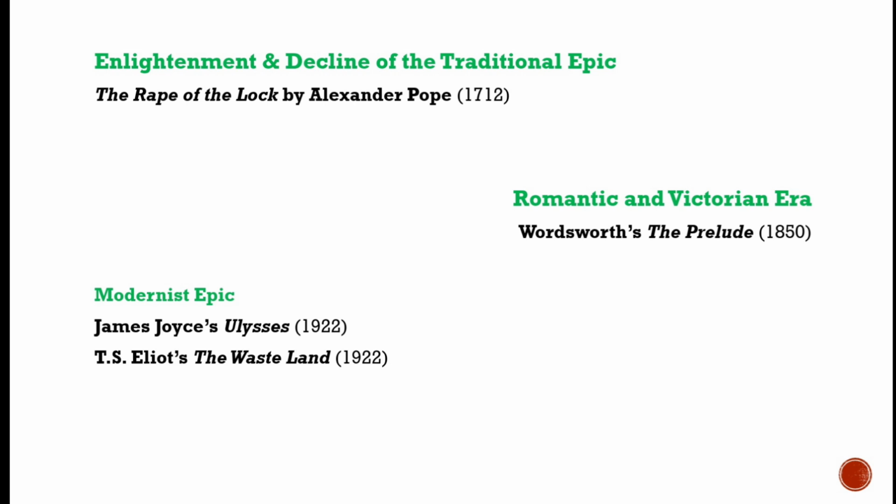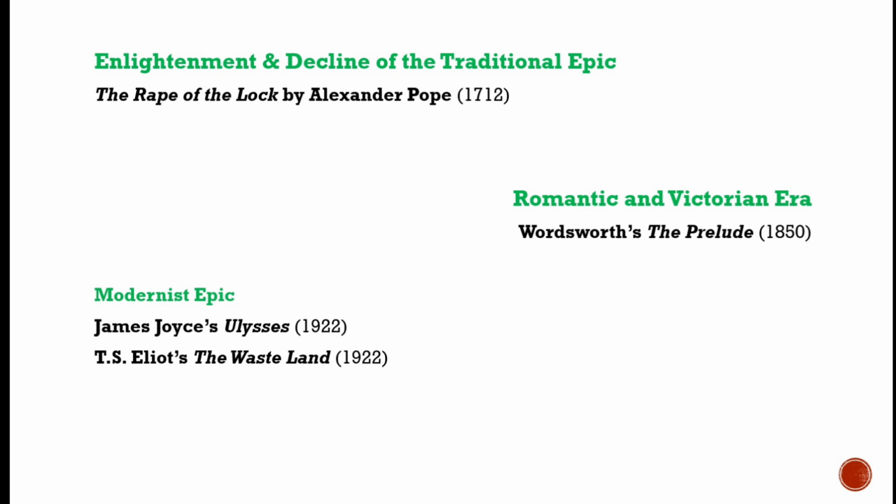Then we have the modernist epic. This epic took an experimental form to reflect the chaos of the 20th century. First, we have James Joyce's Ulysses, a day in the life of Leopold Bloom in Dublin, modeled on Homer's Odyssey, a modern epic of consciousness. Then we have T.S. Eliot's The Waste Land, a fragmented post-spiritual epic filled with allusions to past epics and myths.